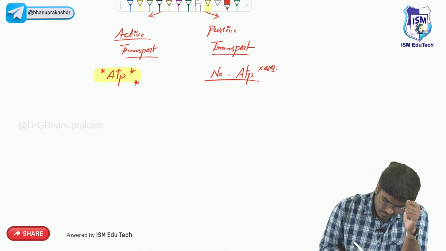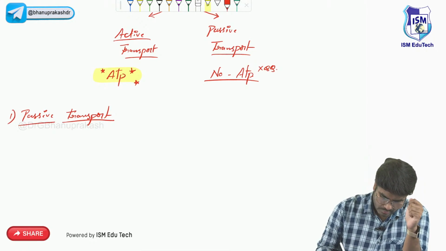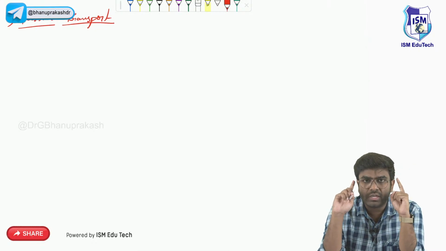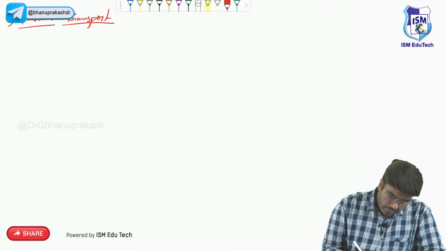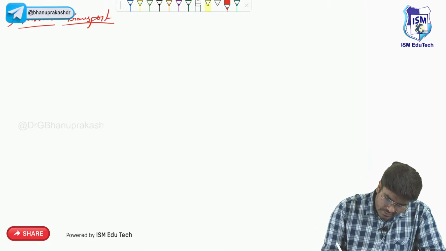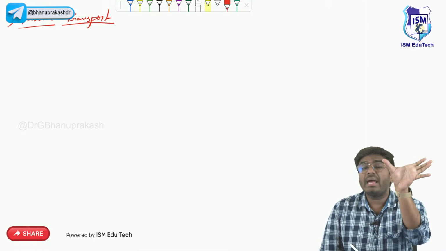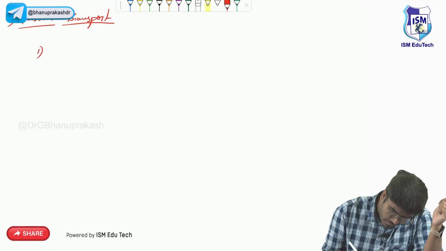Now, having said that, first let's start our topic of passive transport. Okay, our first topic is passive transport. If I use the word passive transport, it should come to your mind that there is no need of any energy. Now, in passive transport, first let's see what the subtypes are. Passive transport is just a heading. Under this, there are a lot of subtypes. The first subtype is simple diffusion.